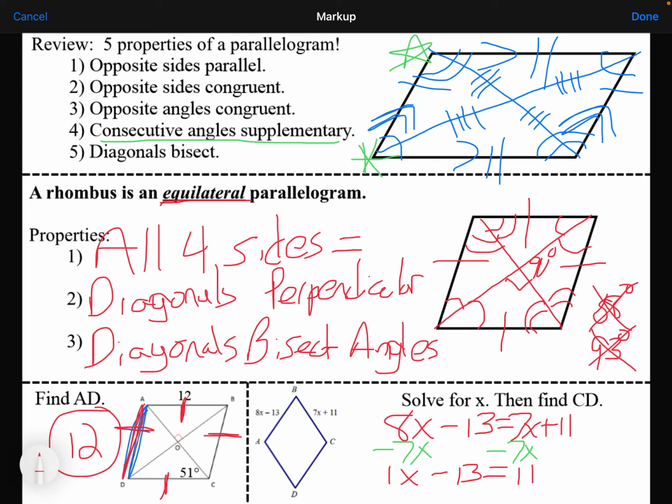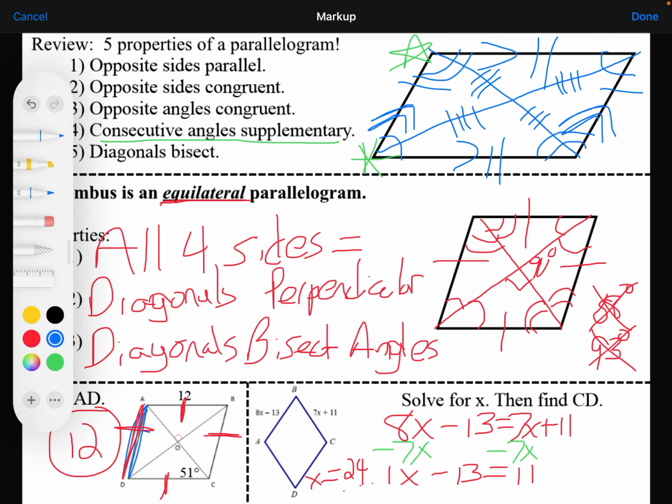At this point here, you should have a two-step equation you should know how to solve. Sorry, I'm out of room here to write. You should be able to get x is 24. Just be careful, 24 is not the final answer to the question.